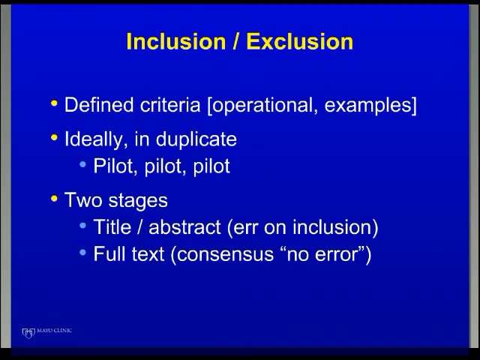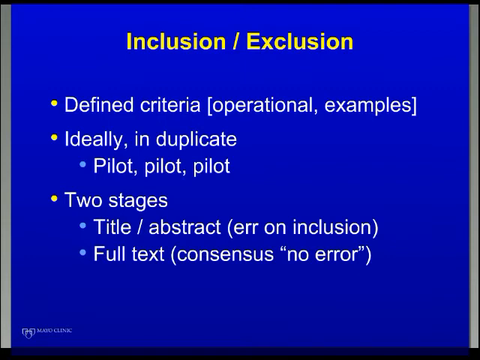And as you pilot test the form, you'll revise the form, but you'll also come up with examples and non-examples of what should and should not come in. You want to document each of those decisions. Now, you want to do the inclusion and exclusion process in 2 stages, usually done in duplicate, 2 different people looking at each article. The first stage is to look at titles and abstracts.